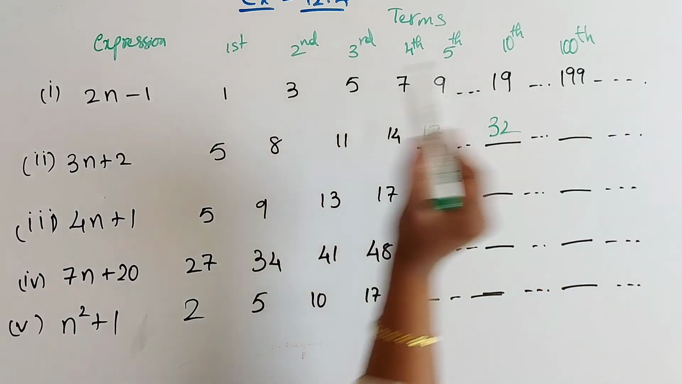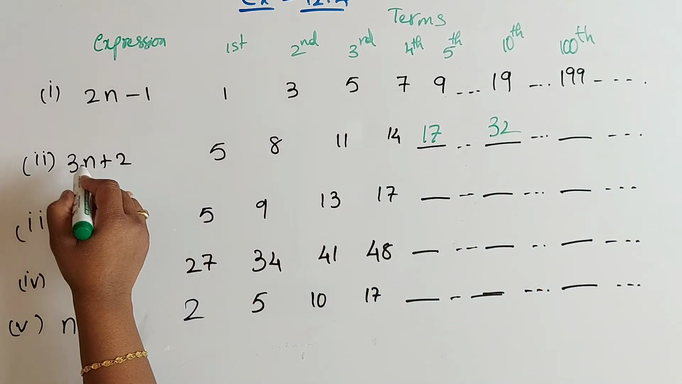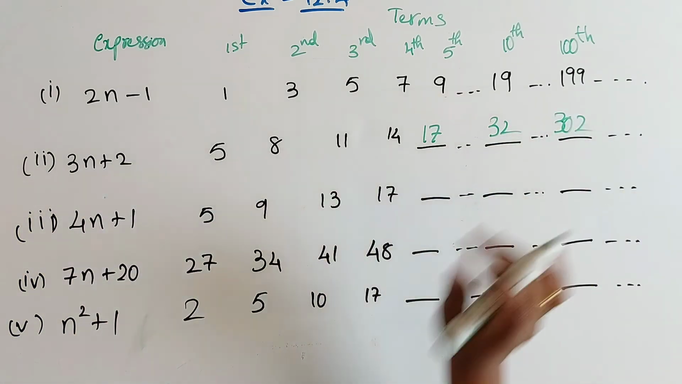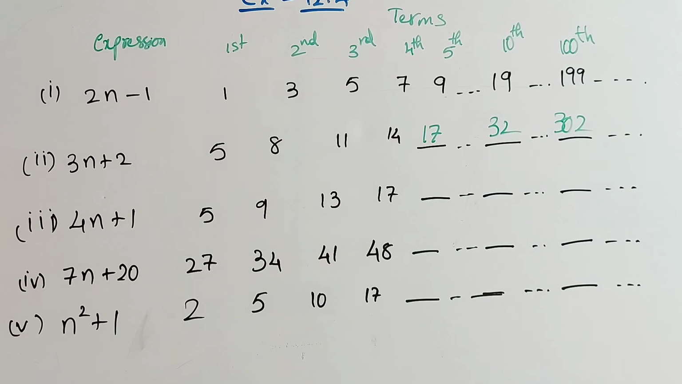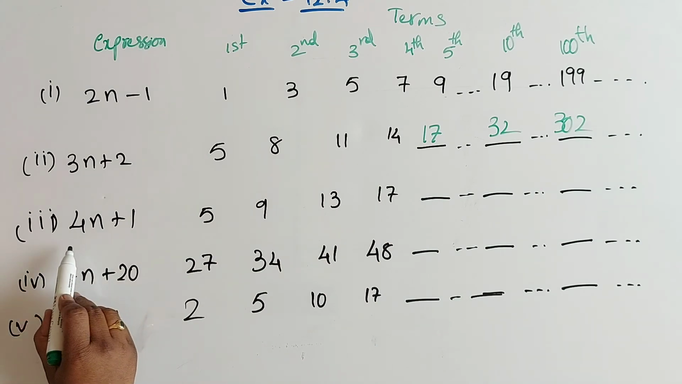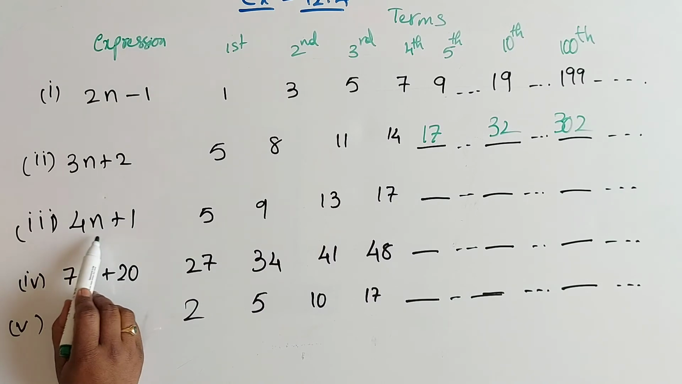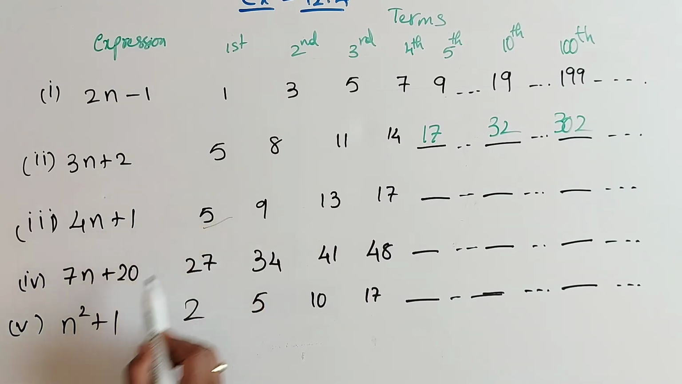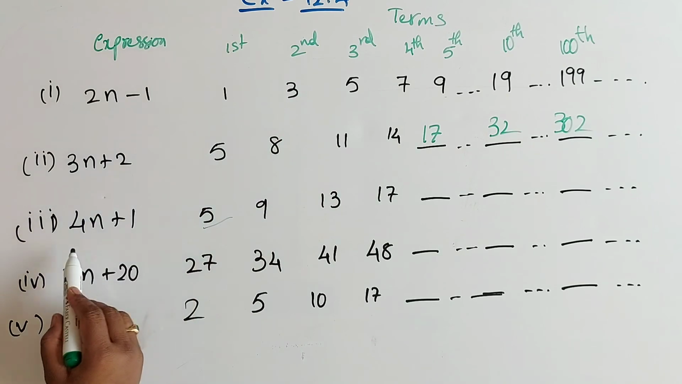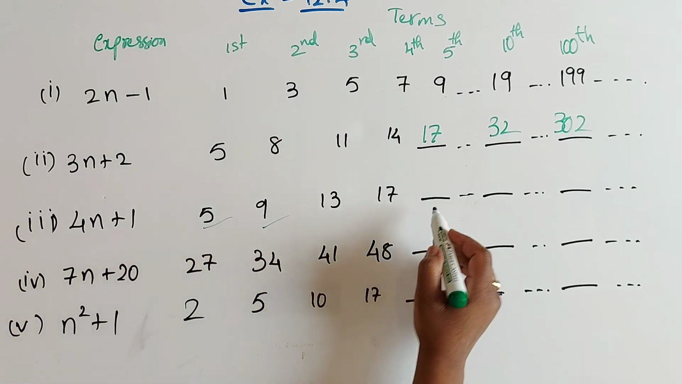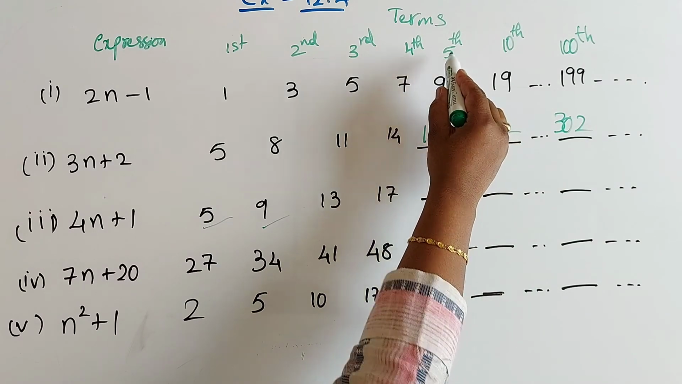If n equal to 100, 300s are 300 plus 2, 302. This is the pattern, children. Correct? Now we'll see the third one. Here the expression is 4n plus 1. If n equal to 1, 4 1s are 4 plus 1, 5. Correct, children. If n equal to 2, 4 2s are 8 plus 1, 9. Correct.